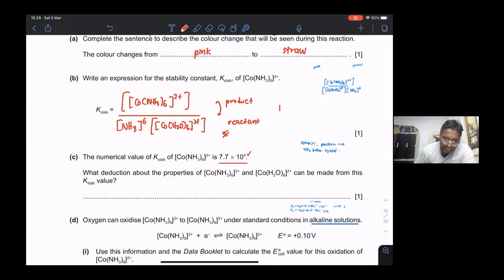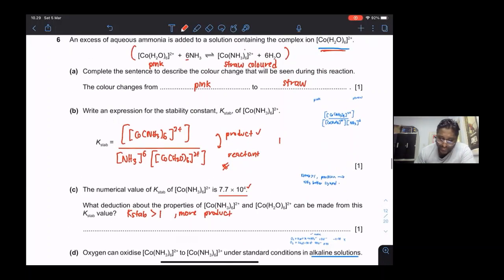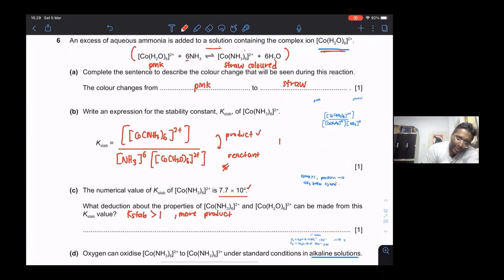So what I notice over here is my K stab value is more than 1. More than 1 means you have more product. If it is less than 1, you are going to have more reactant. So this tells me more product, which means that the position of the equilibrium is going to be more to the right. So in terms of K stab, we are talking about stability.